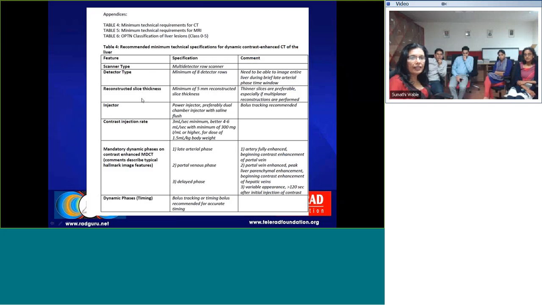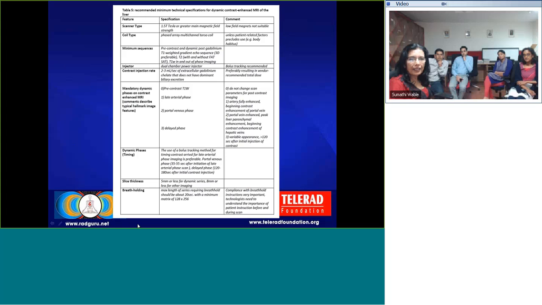And as you can see, they were very specific, even in terms of the injection rate, the slice thickness, what phases we should do, how much we should wait, and all these things. Like I said, when I started practicing, none of this was there. So we kind of learned by trial and error and trying to present abstracts, and this is what we were doing already. Now most of us do less than 5 millimeter, usually about 3 millimeter slices.